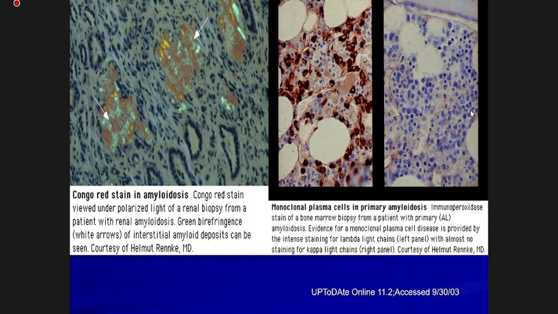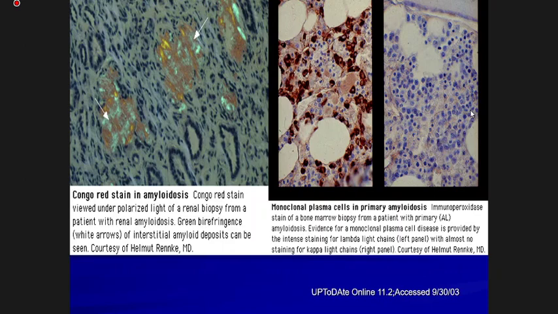Okay, this is again the kidney. If you can appreciate the first one, the Congo red stain and the polarized light showing a birefringent apple green appearance. The second one is the bone marrow biopsy. The one in the middle is given a different stain, an immunoperoxidase stain, which shows accumulation of monoclonal plasma cells.